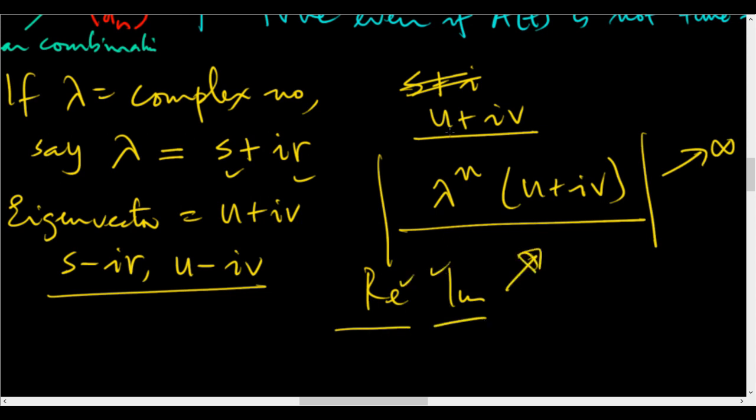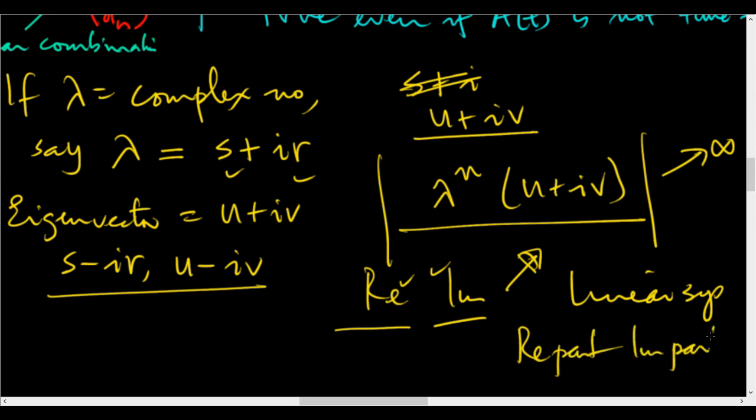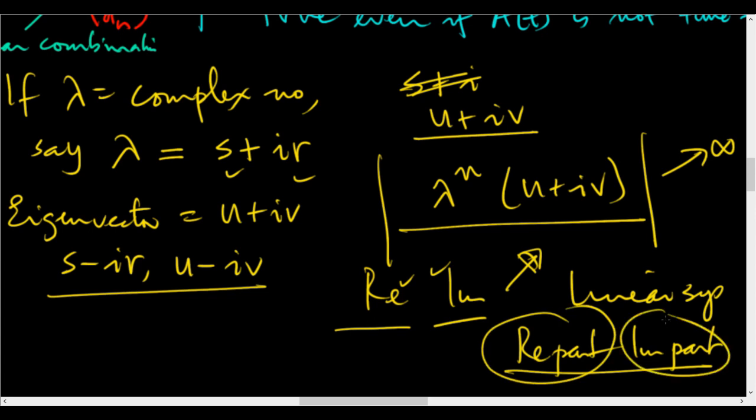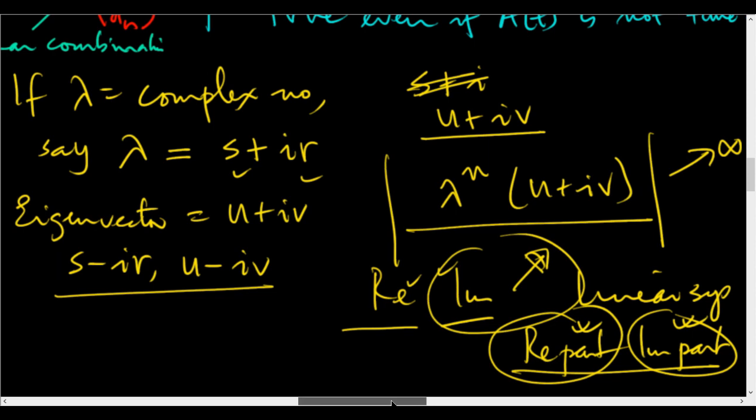And then you see, because it is a linear system, the real part and the imaginary part that we have just computed, each of them actually gives you an independent solution. Okay, so whichever one goes to infinity, you choose that, and that shows you a solution, some initial condition that goes to infinity.